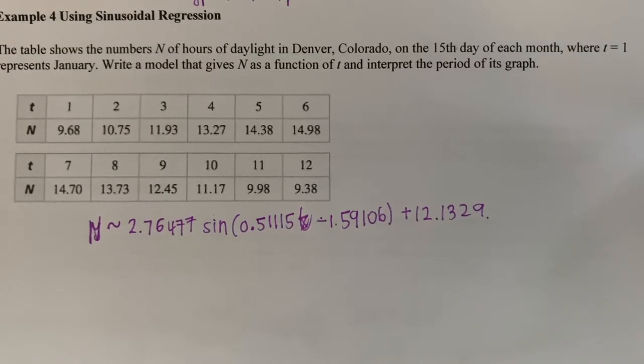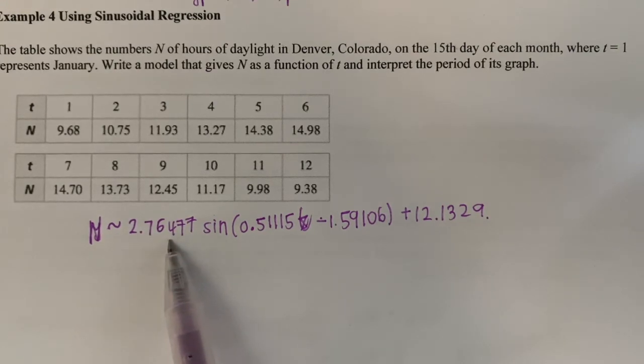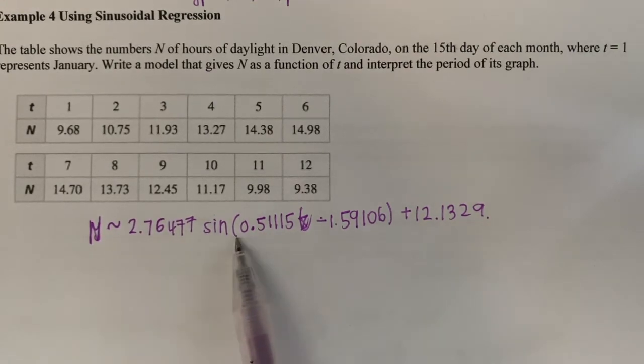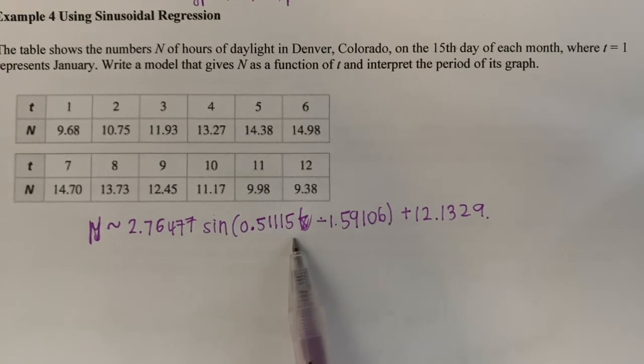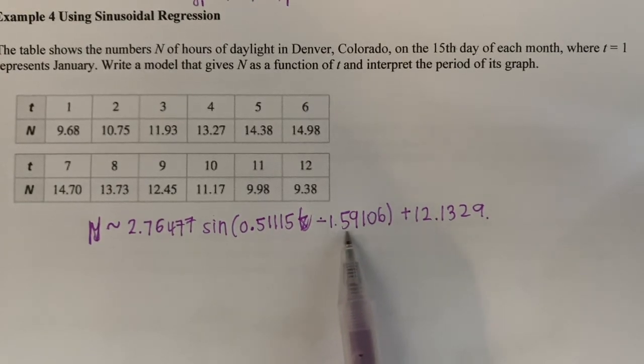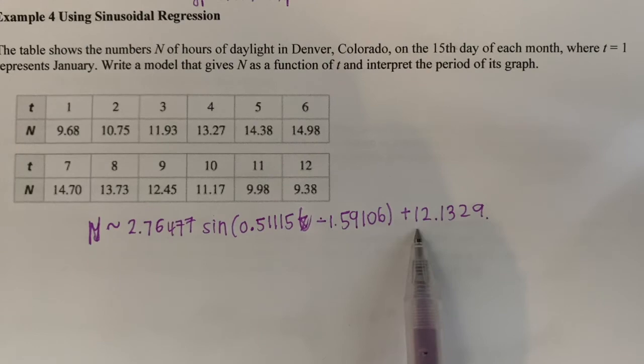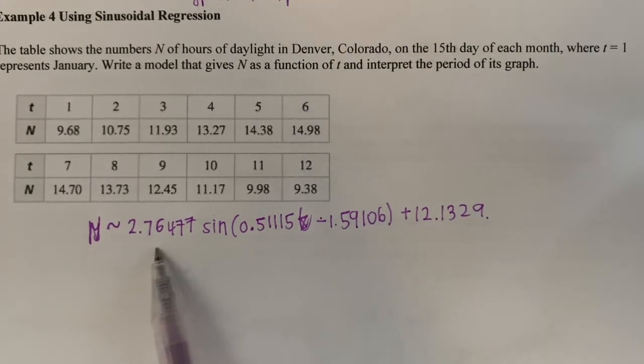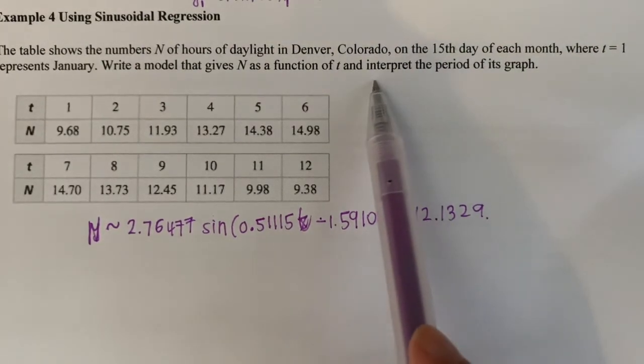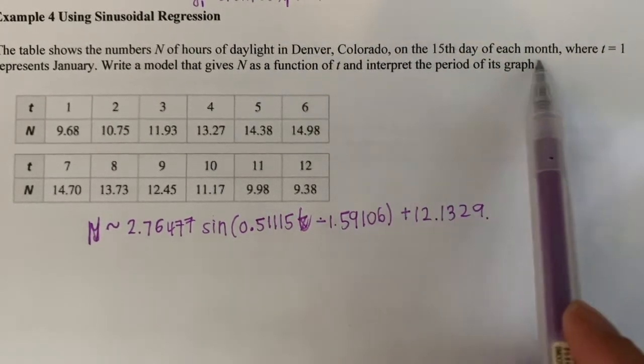After performing the sinusoidal regression on Desmos, I get this equation, or this model. N is approximated by 2.76477 sine of 0.51115 t minus 1.59106 plus 12.1329, where I got those a, b, c, and d values from the regression on Desmos. The last part of this question asks us to interpret the period of the graph.